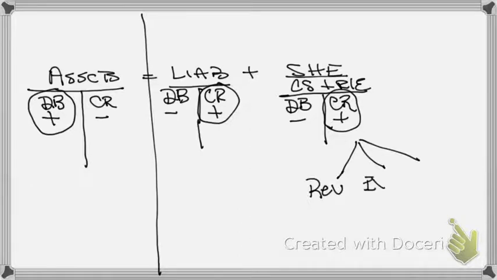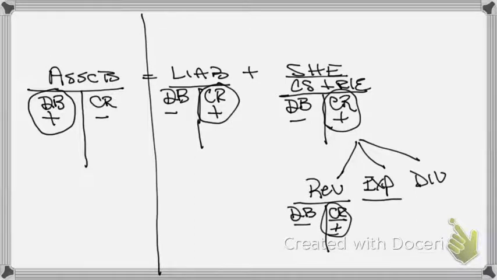Revenue, expenses, and dividends. Revenue carries the same balance. Debit decreases and credit increases. But debit increases expenses and it increases dividends.